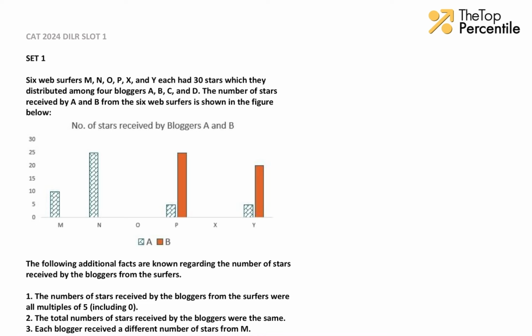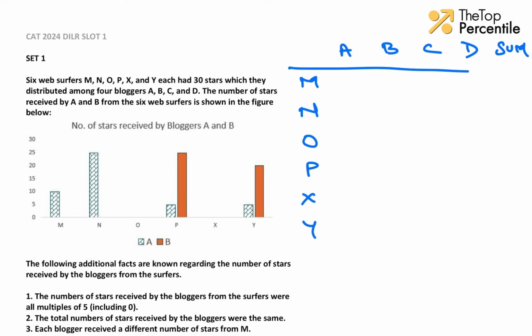Okay, let's first begin by making a table. Before moving on to the additional facts, we'll note down the data that's already given to us. So this will be M, N, O, P, X, and Y. These are the web surfers and the bloggers A, B, C, D. Let's also write the sum. Let's quickly make the table.